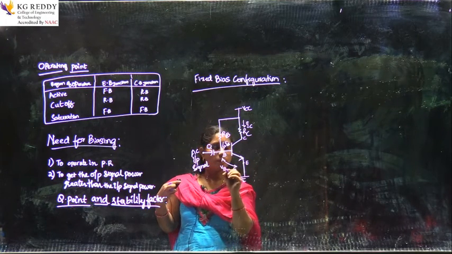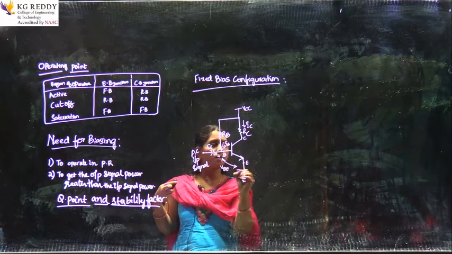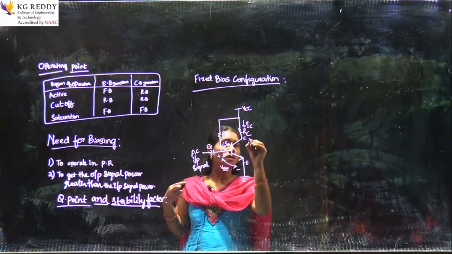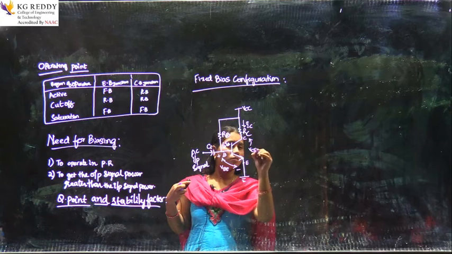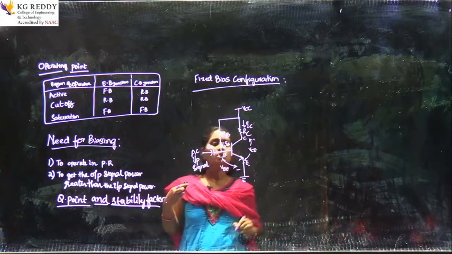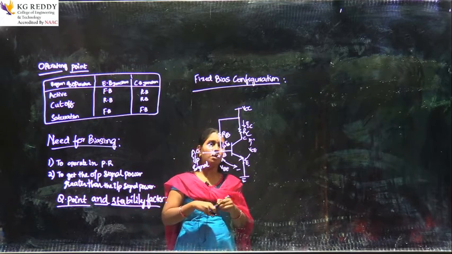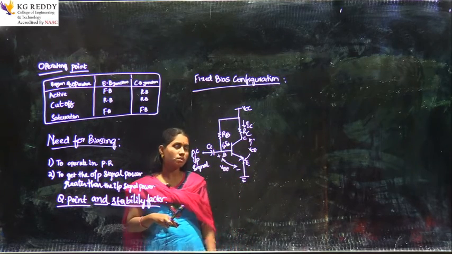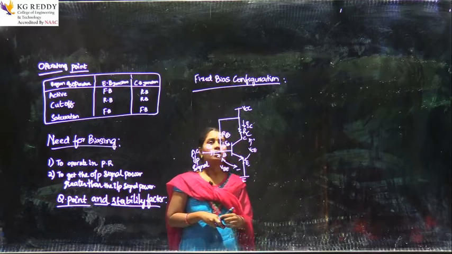Some voltage would be generated between the base terminal and the emitter terminal, and some VCE voltage would also be generated between the collector terminal and the emitter terminal. So, this is a simple fixed bias configuration circuit.